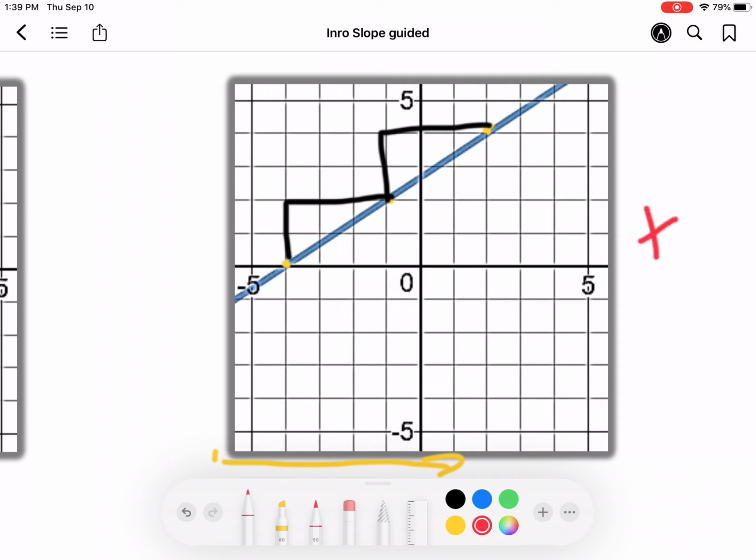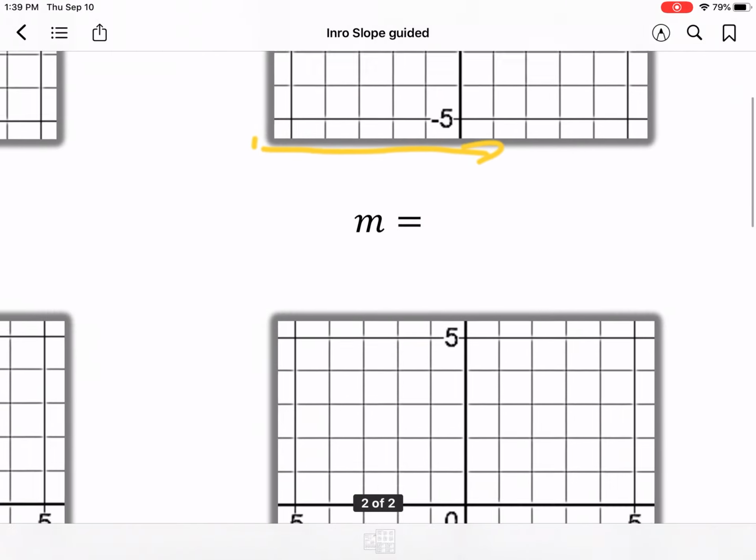Now we count. 1, 2. 2 over 1, 2, 3. Check your work. Go to the second one. 1, 2. 1, 2, 3. So you know your slope is positive 2/3. Okay, one more.